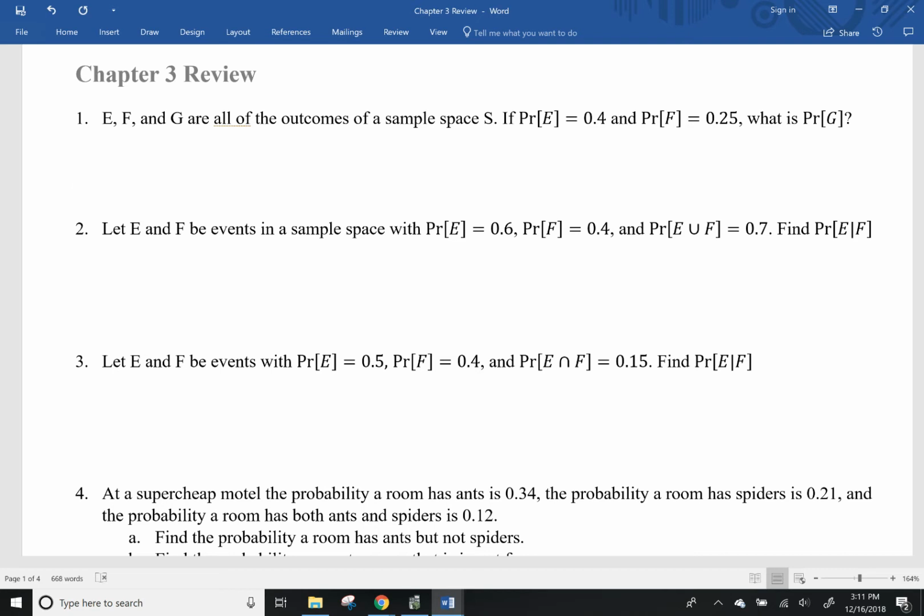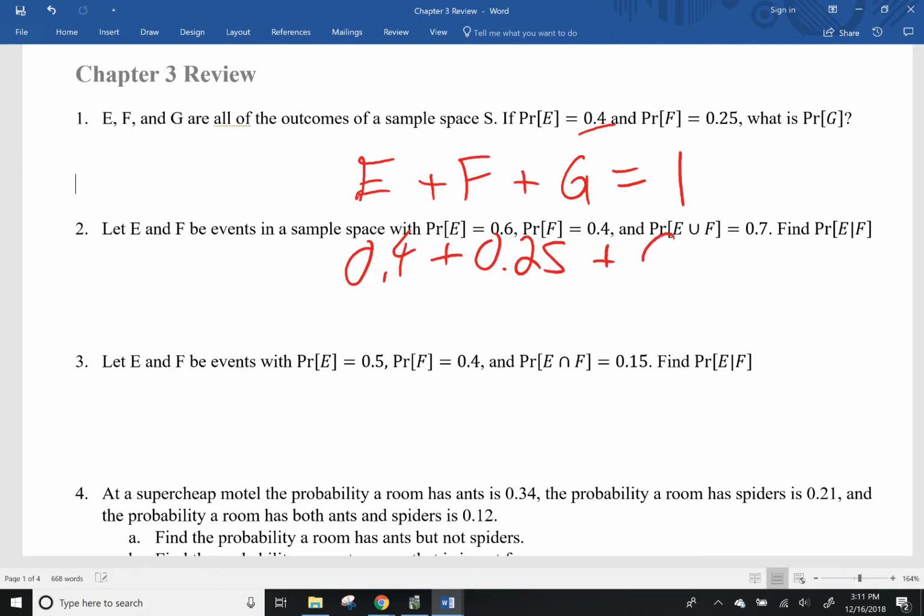So remember, probability always adds up to 1. In this example, the probability of E plus the probability of F plus the probability of G adds up to 1. It's something you need to keep in mind. E is 0.4, F is 0.25, so the only question is, what is G if all of this adds up to 1? Just take 1, subtract those values, and you get G, which I believe ends up being 0.35. But I'll let you do the math to double check on that one.